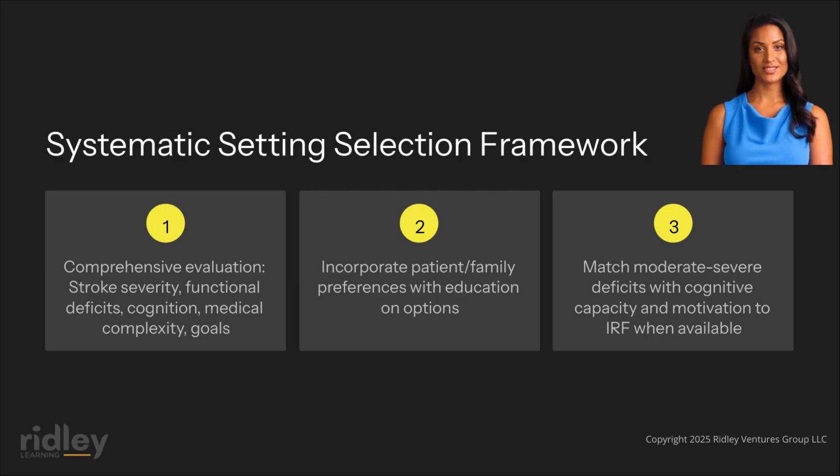Those with milder deficits, significant medical complexity requiring ongoing nursing care, or limited tolerance for intensive therapy may be better served by skilled nursing facility placement or intensive home health services with close medical follow-up. Telerehabilitation and community-based programs offer important options for patients transitioning from facility-based care or those whose geographic or transportation circumstances limit access to traditional outpatient services.